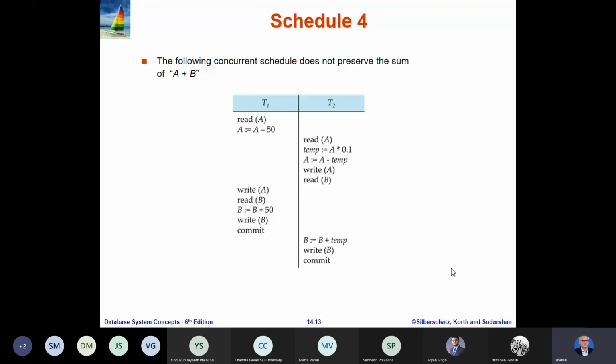So although T2 computed the 10% over 950, deducted that 95 and wrote it back, now A is being written by T1, so A will be written back as 950. Instead of that additional 10% being deducted from A, this 950 got written back to A. So as you can obviously see, this does not preserve the sum A plus B. This is not a schedule you would like to have, because it violates the property of isolation.